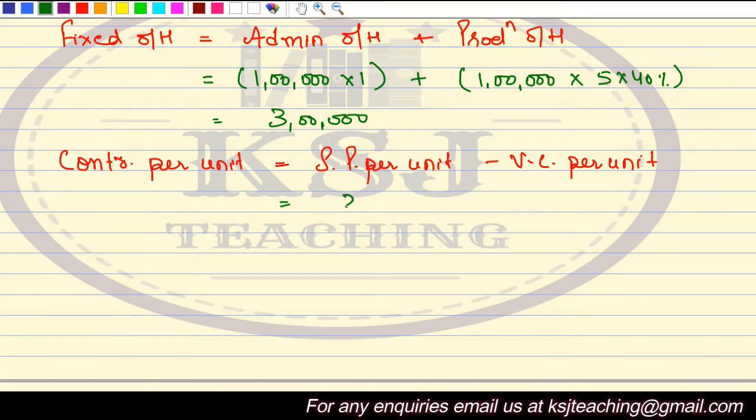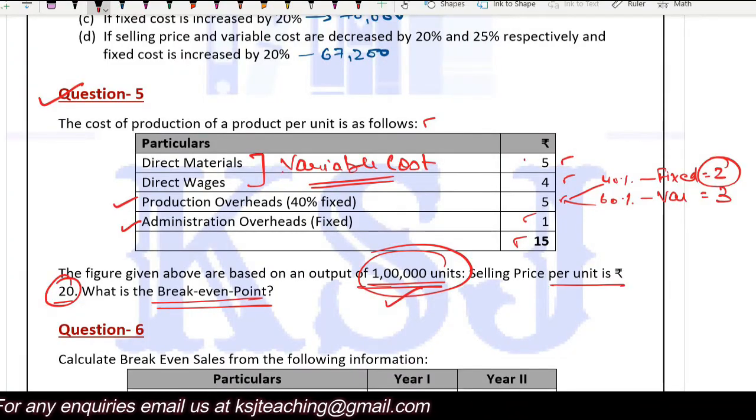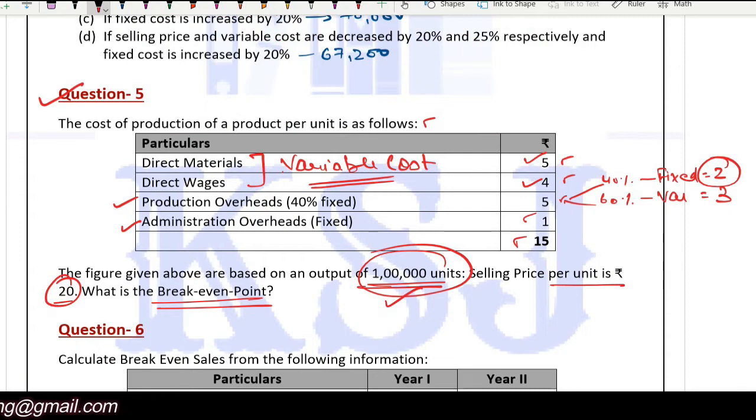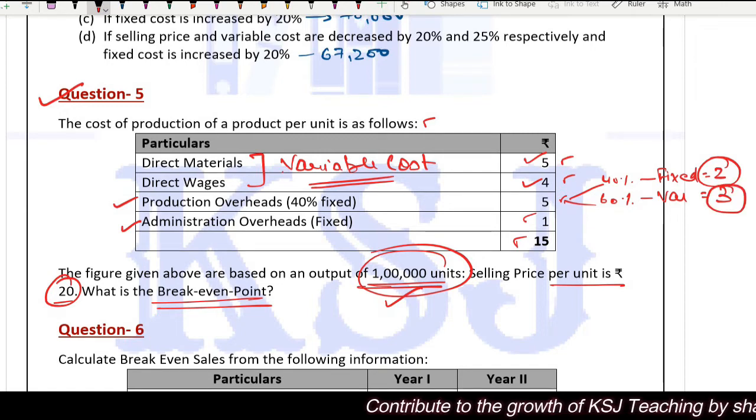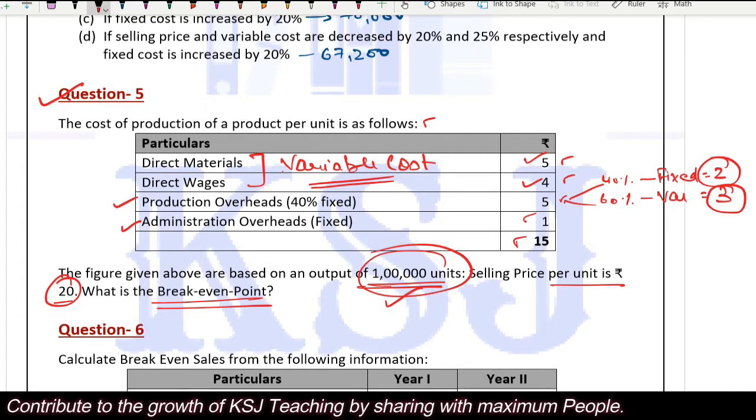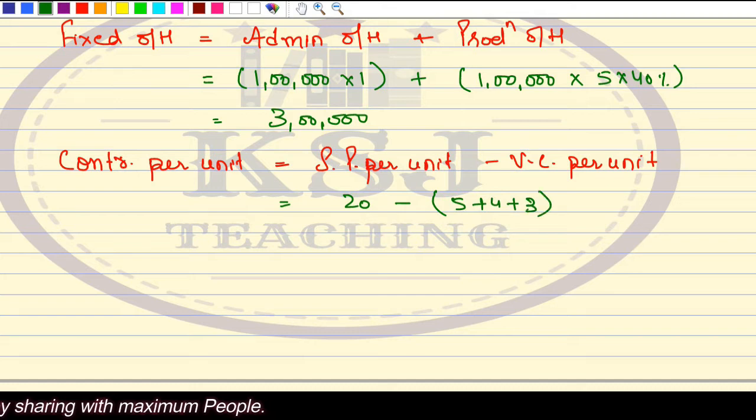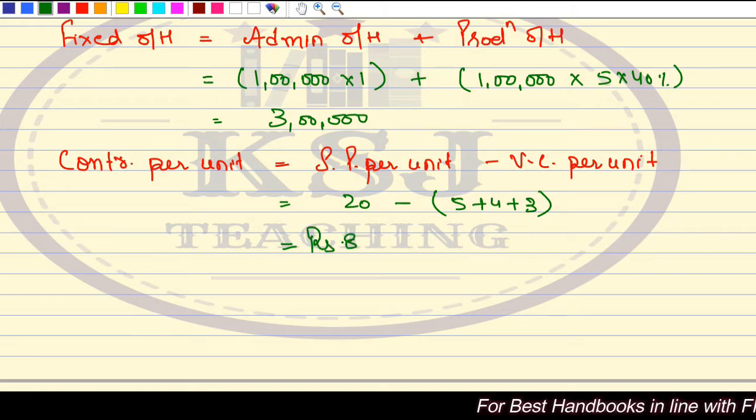No issues. Sir, what about the variable cost? Variable cost is 5 rupees for the direct material, 4 rupees for the direct wages. And anything about the administration overheads? No, sir. About the production? Yes, 3 rupees from the production overheads, right? So 5 plus 4 plus 3. So this will give me the contribution. This is 12, so 8 rupees is your contribution per unit.